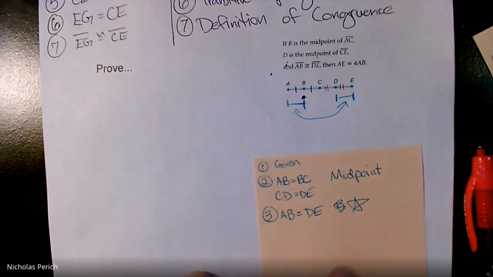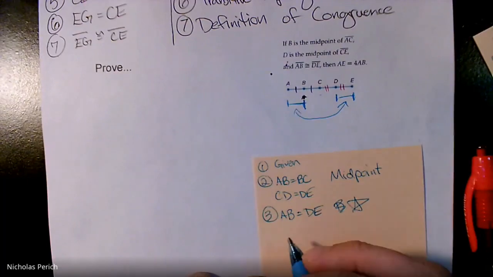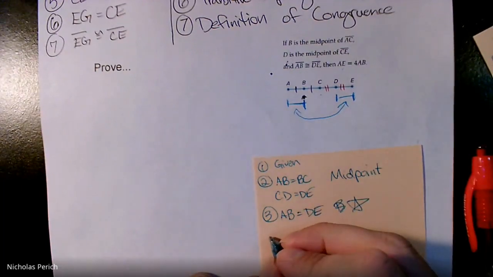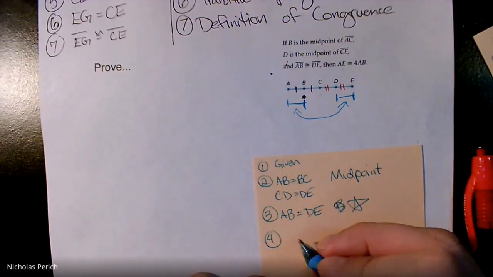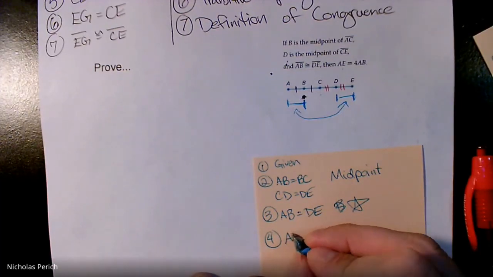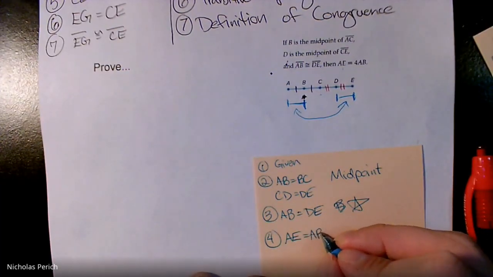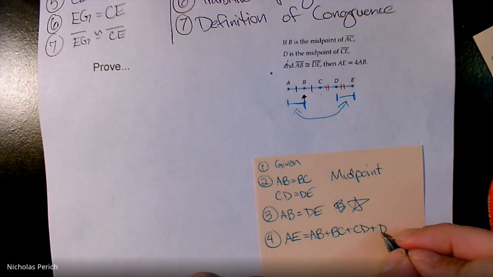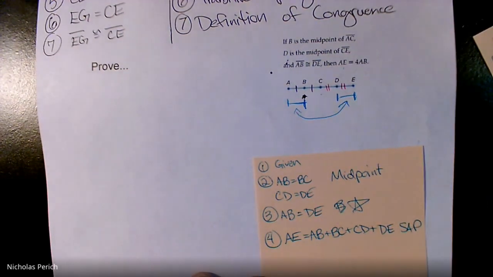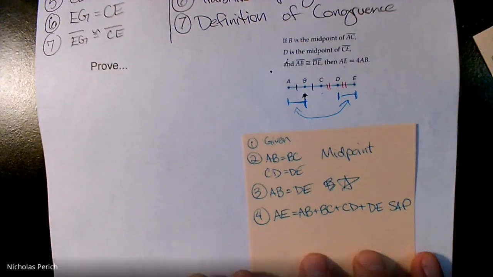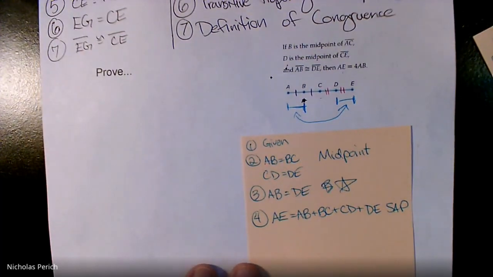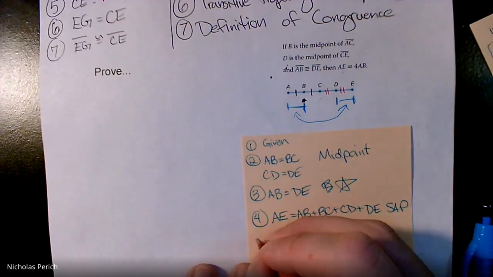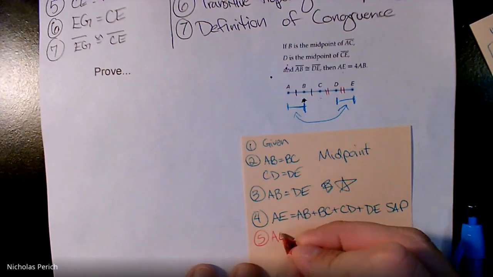I should be able to say, well, let's do this. Let's see if we can be cute here. My job is to show that AE equals 4AB. So let's use the segment addition postulate and say what AE is. AE equals AB plus BC plus CD plus DE, and that's the segment addition postulate. I want them all to be the same as AB, so I'm going to do a lot of substituting.